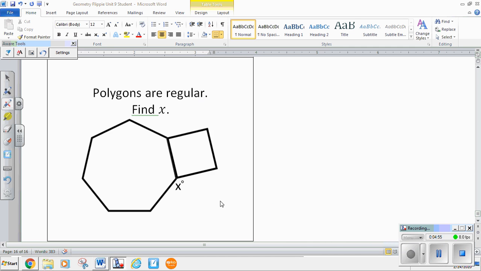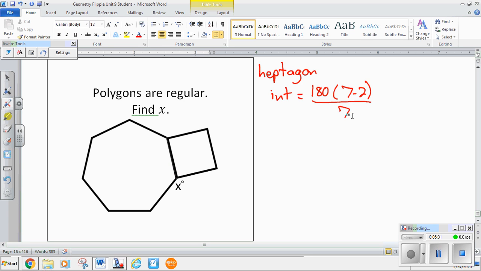Polygons are regular. Find x. Here, x is at this intersection with this circle of angles. One angle of the square, one angle of the heptagon, and x. Find each angle and then add them up to equal 360 to find x. For the heptagon, one interior angle equals 180 times 7 minus 2 all over 7, which is 128.6 degrees approximately.